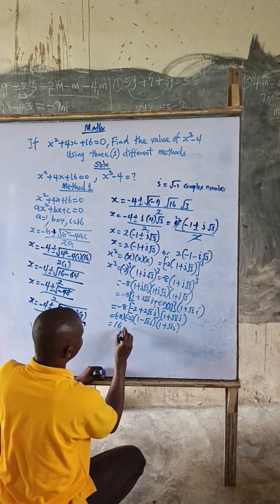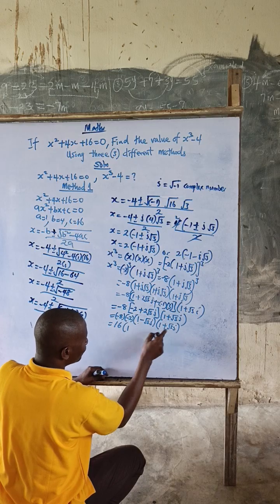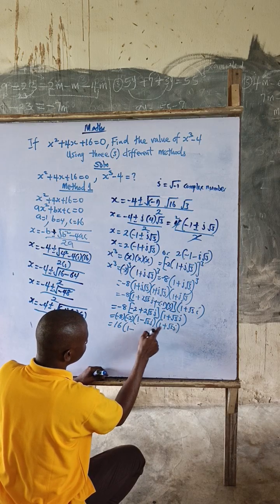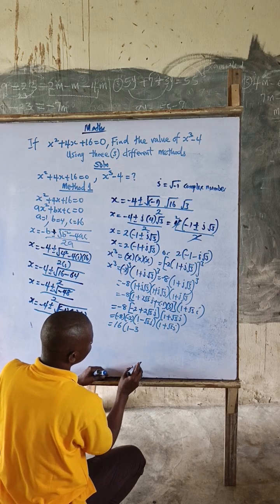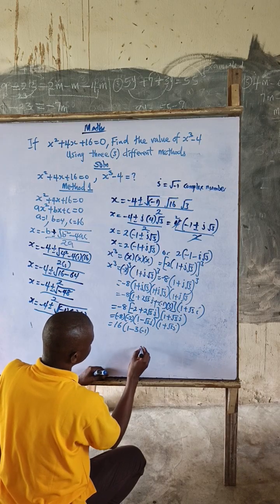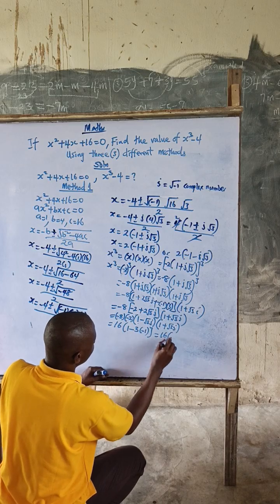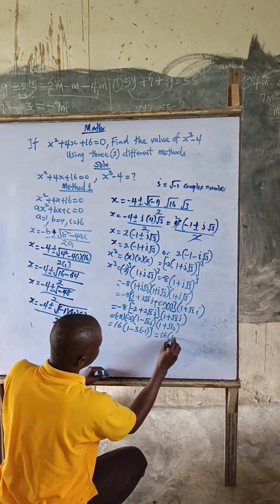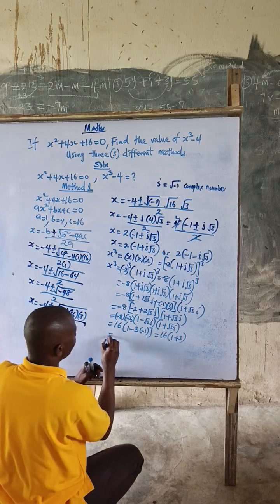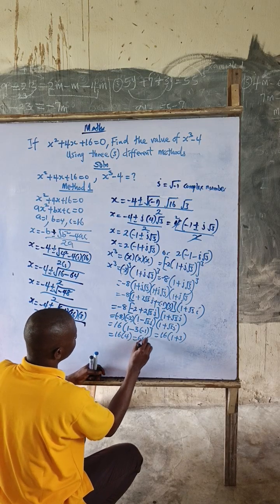So 1 times 1 will give us 1. Then root 3 times root 3, that is 3. So we have minus times plus, we have minus. Then root 3 by root 3 is 3. i times i will also give us minus 1. So we have 16 into, we have 1 minus 3 times minus 1, that is plus 3. So when you simplify, you are going to have 16 by 4, which is equal to 64.